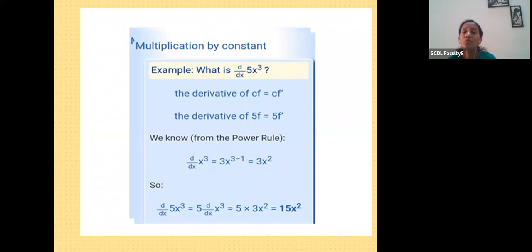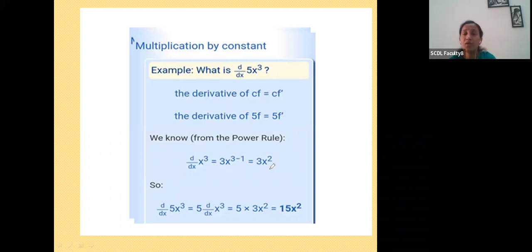Now here we have to find d by dx of 5x cube. Again we can use the power rule, or the rule that the derivative of cf is cf dash. C is any number, so instead of c, we write this 5. So the derivative of 5f is 5f dash. We know from the power rule for x cube, x raised to n gives nx raised to n minus 1. So we get the answer 3x square.